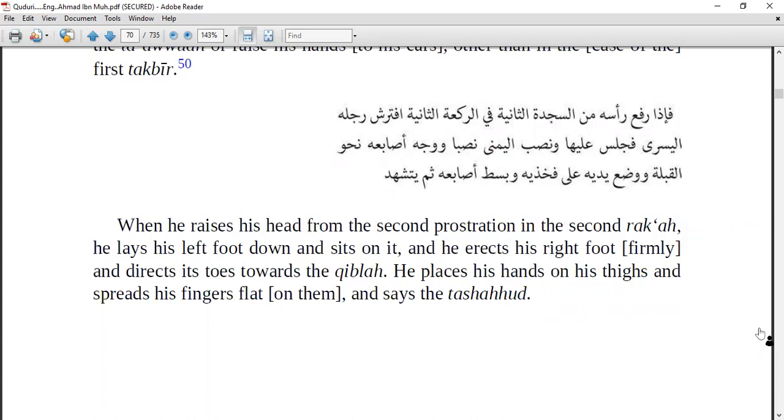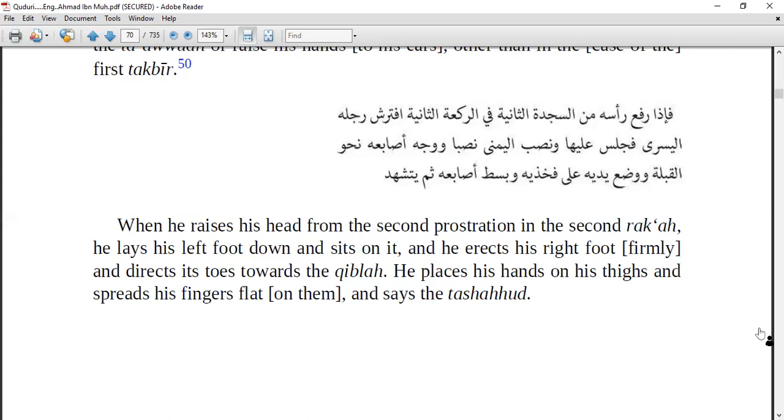For women, they're going to sit with both of their feet towards either side, either the left side or the right side. You can do both, right? And this position is known as tawarruk. So you're probably aware of how that is performed. And they're not going to erect their feet in order to point the toes toward Qibla. It'll be on their sides.